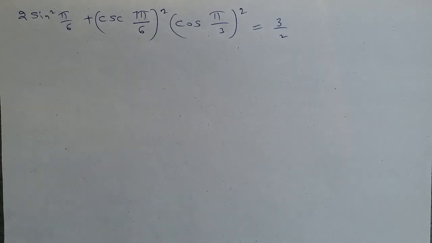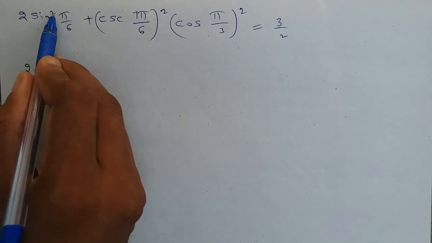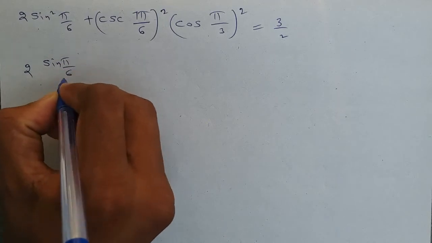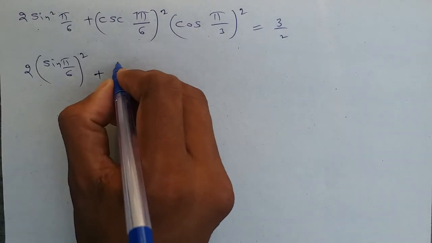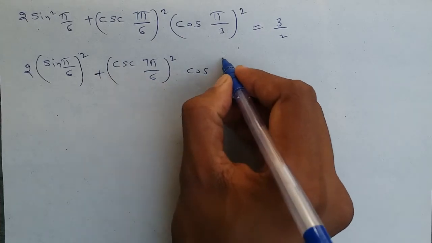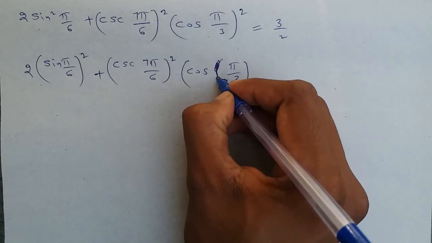Okay, let's move to the next question. The question is 2 sin²(π/6) + cosec²(7π/6) cos²(π/3) = 3/2. So here, 2 as it is, sin²(π/6) is nothing but (sin π/6) whole square, plus (cosec 7π/6) whole square into (cos π/3) whole square.